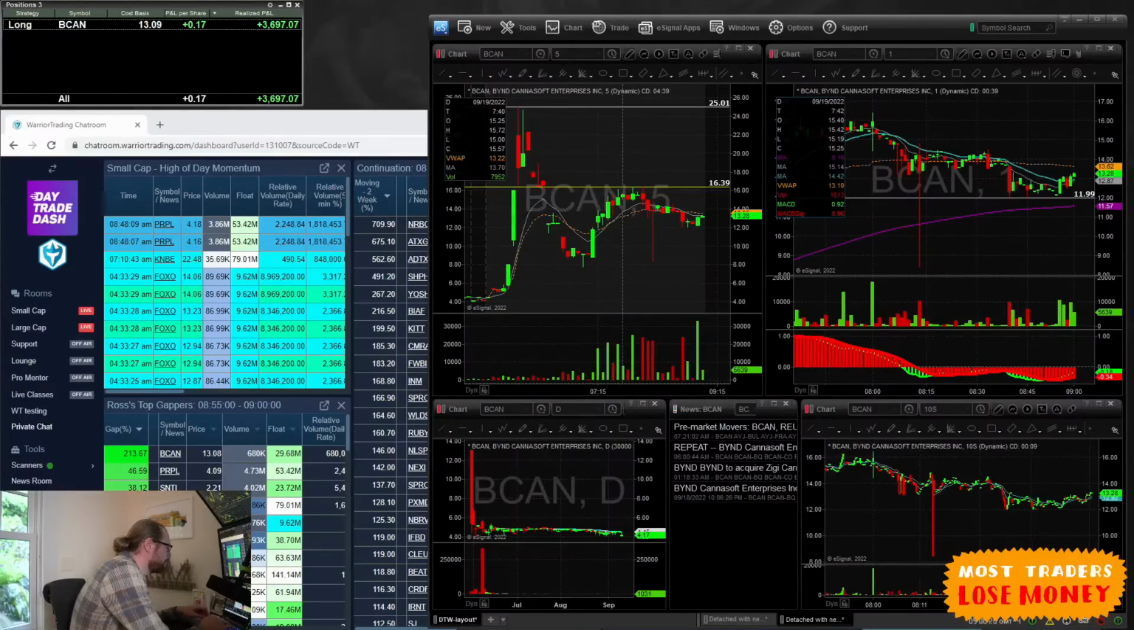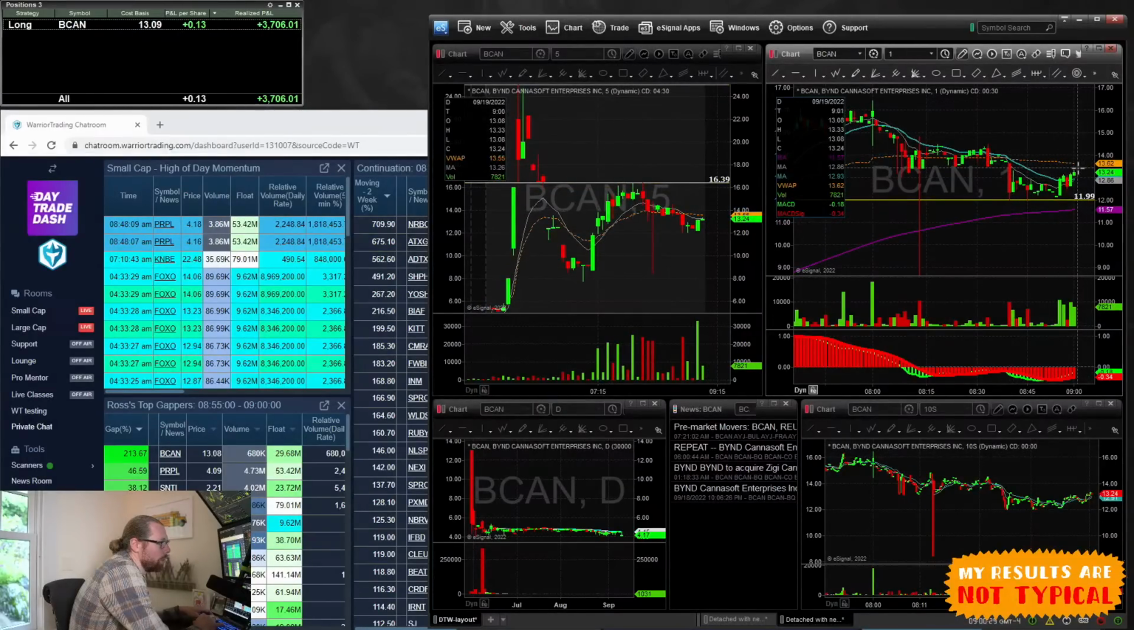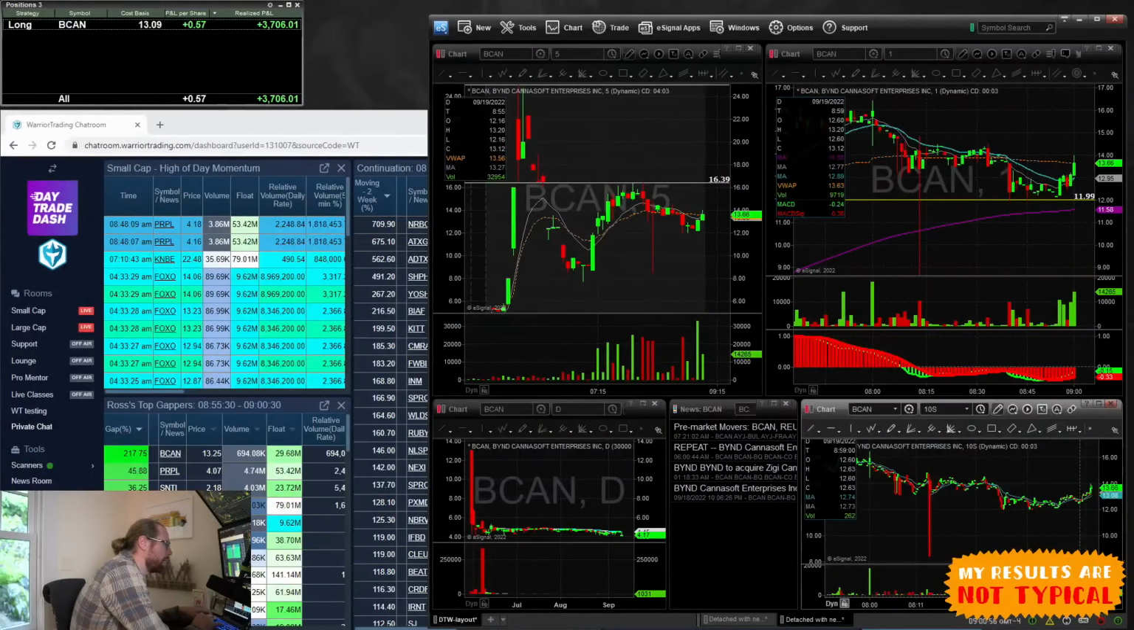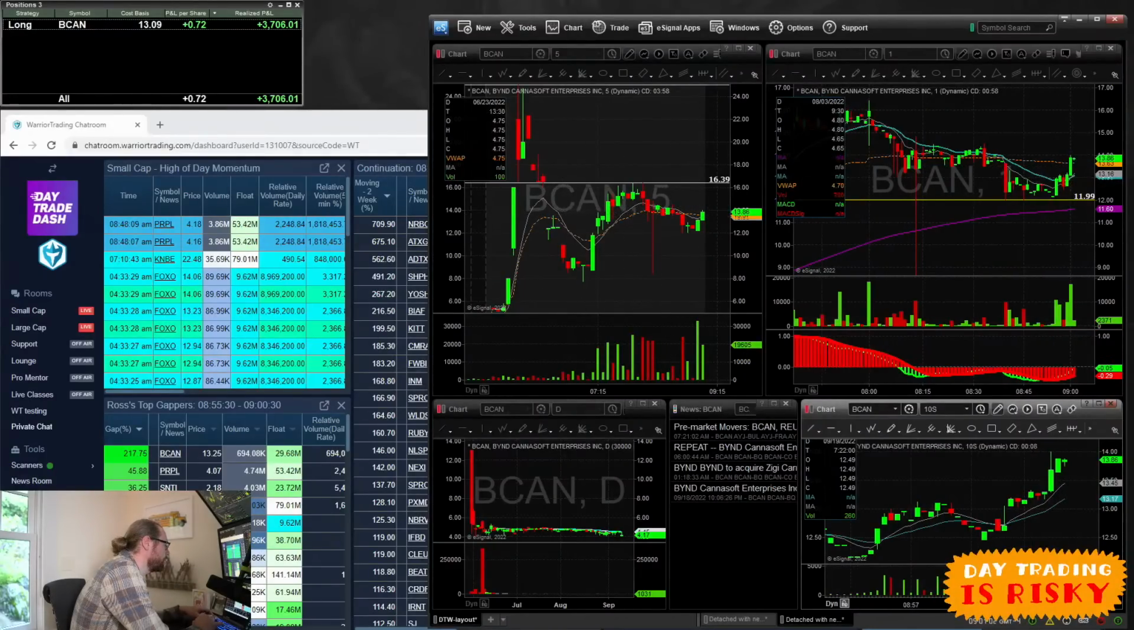13.62 is our volume weighted average price. Took a little profit. Now looking for whether or not it's going to get back through VWAP. Still about $1,200 shy of my daily goal. There's 13.60. There's 14 on the ask. So now that we're breaking VWAP, we want to see how well it holds this area. High was 14. Pivot back here is 14.50.